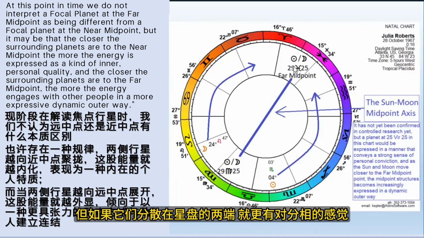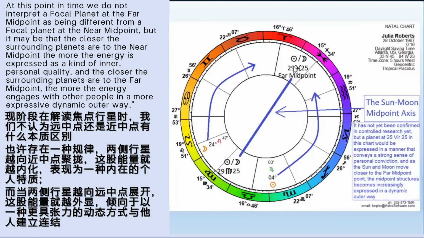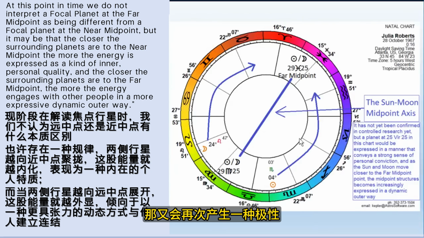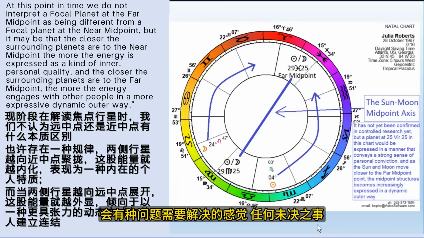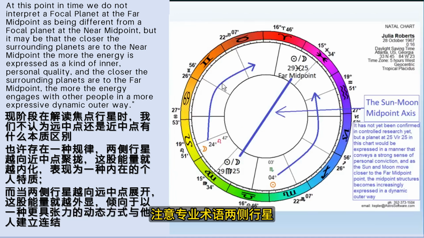If it's spread out way across the chart, it has more of an oppositional feeling, a sharing, a relating, a seeing what the response is. And if it's closer to being like a T-square, where the Sun and Moon are almost opposite each other, there's again a kind of more polarity because you get the Sun and Moon opposition, and a more dynamic feeling, a feeling of this needing to be resolved, that anything that's unresolved needs to be resolved, as the two surrounding planets, let's use that term, as they approach opposition.